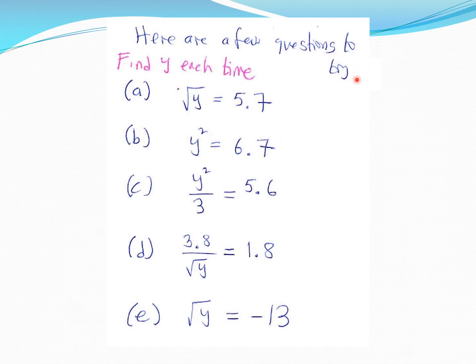So here's a few questions to try. For A, B, C, D and E, find y in each of the following. If the square root of y is equal to 5.7, find the value of y. If y squared is 6.7, find the value of y. Part C. If y squared over 3 is equal to 5.6, find the value of y. Part D. If 3.8 divided by the square root of y is equal to 1.8, find the value of y. Part E. If the square root of y is equal to minus 13, find the value of y.